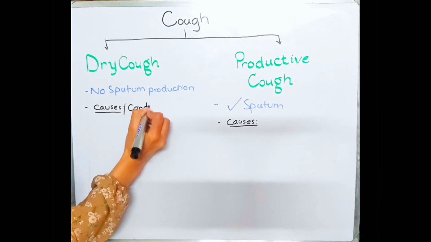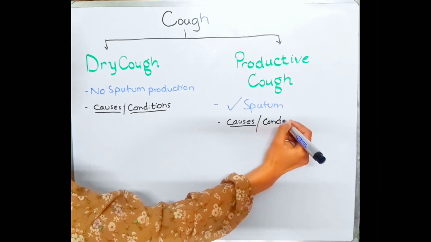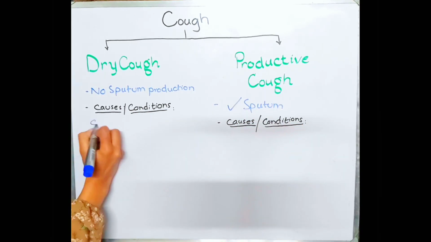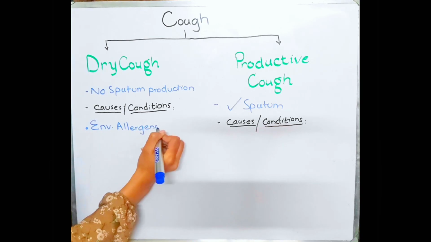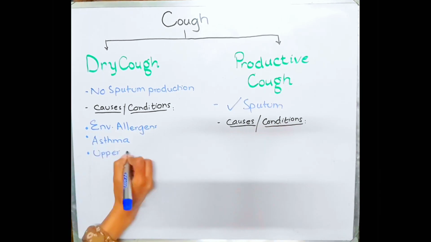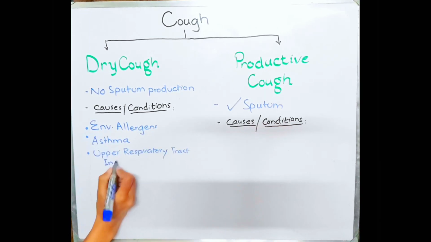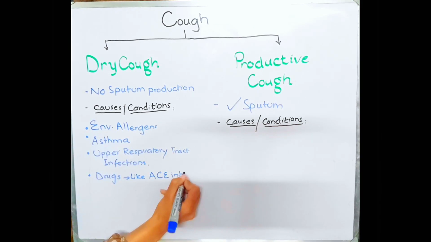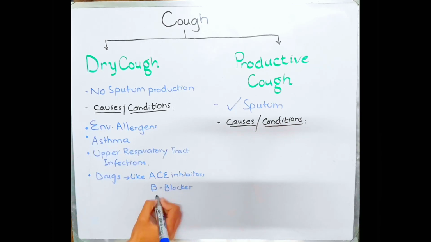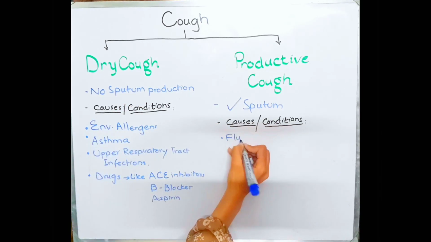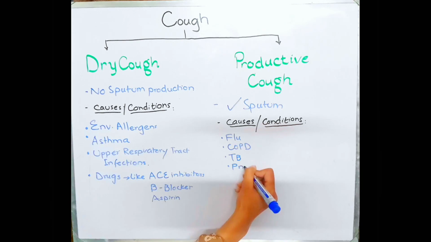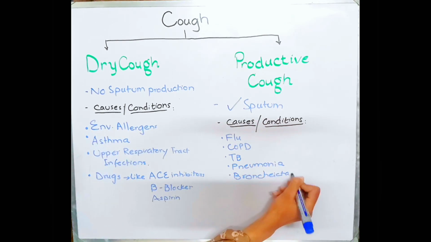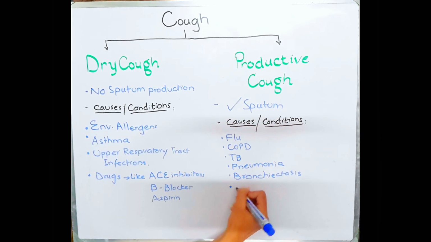Now the causes of the dry cough, and the conditions in which both of these coughs can be present. The causes of the dry cough can include environmental allergens, and it can be present in asthma or upper respiratory tract infections like sore throat, tonsillitis, etc. Then drugs like ACE inhibitors, beta blockers and aspirin can also induce dry cough. The causes of the productive cough can include the flu, TB, COPD, pneumonia, bronchiectasis, lung abscess.